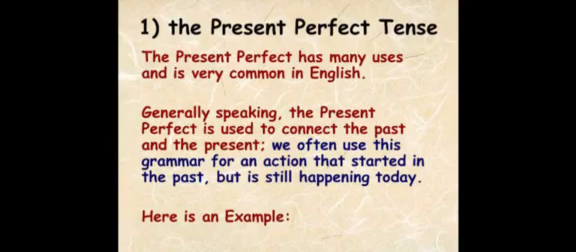For example, he has worked as a teacher before. In this example, he started working as a teacher in the past, but he's still working as a teacher now. He started working as a teacher in the past, but he's still working as a teacher for the moment. Alright? Let's move now to present perfect continuous.